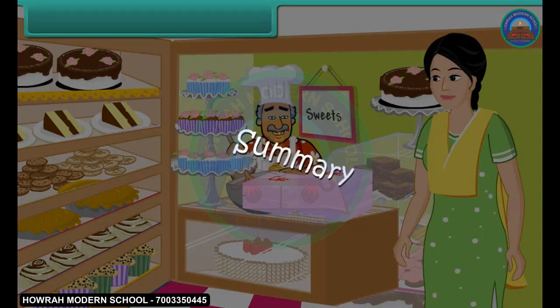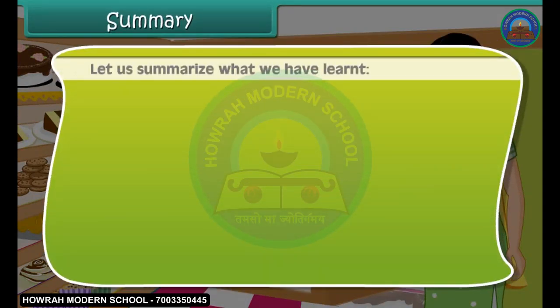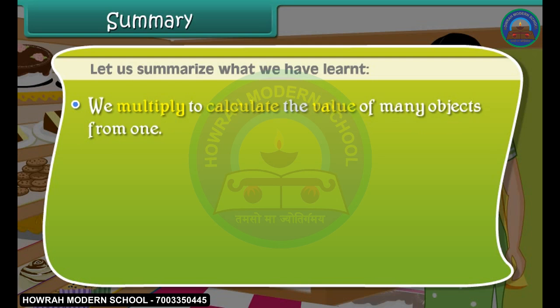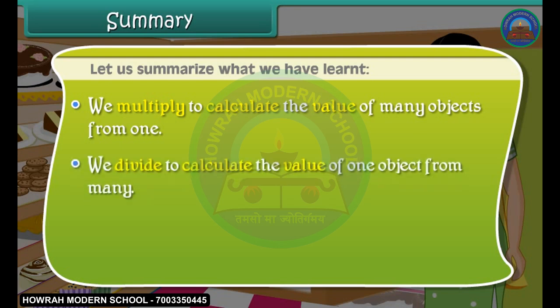Summary. Let us summarize what we have learnt. We multiply to calculate the value of many objects from 1.